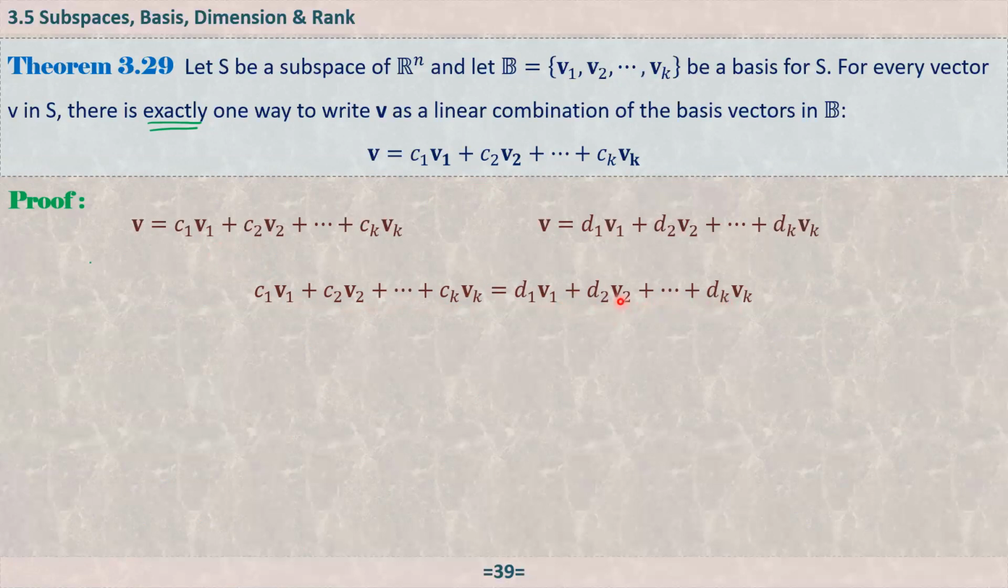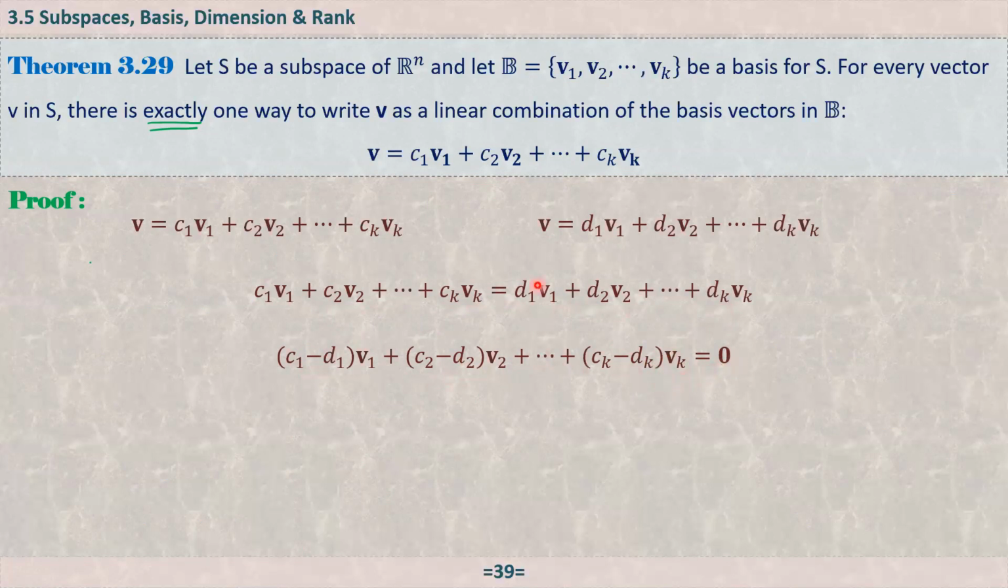If you take everything to the left-hand side and simplify, what do we get here? Take this to this side. v1 is a common vector, so take it out: c1 minus d1 times v1, plus c2 minus d2 times v2, and so on, plus ck minus dk times vk, equal on the right-hand side to the zero vector.